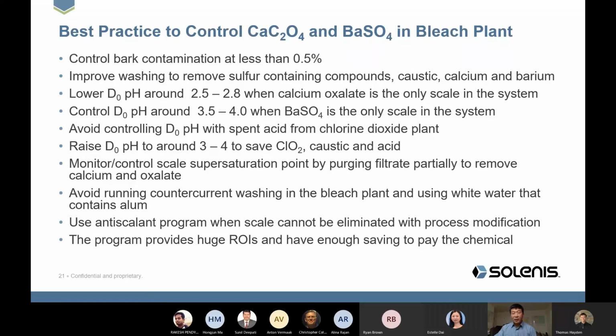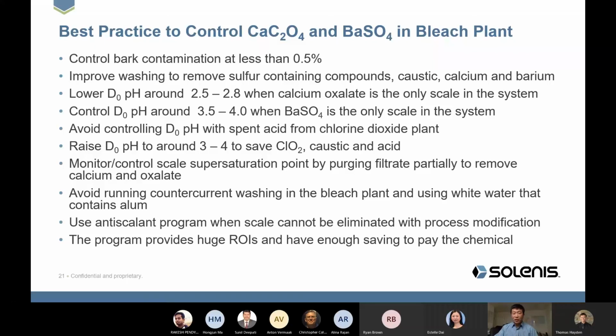So we are going to use best practices to conclude this. The first one, we really want to control bark to less than 0.5. For the southern mills, there's no issue. But in the northern part, especially during winter, you can have a lot of ice and snow, and the bark cannot come off the log. Improve washing to remove sulfur compounds, caustic, calcium, and barium. Lower pH if you only have one scale, calcium oxalate, or you can raise pH to 3.5 to 4 if you only have barium sulfate.